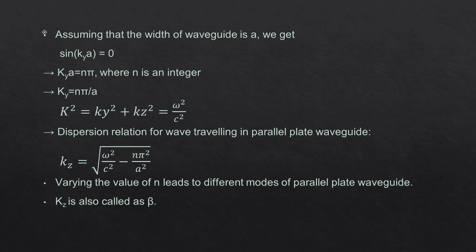The dispersion relation for wave travelling in parallel plate waveguide is given as kz equal to square root of omega square upon c square minus (n pi)square by a square. Now varying the value of n leads to different modes of parallel plate waveguide. Kz is also known as propagation constant and is denoted by beta.